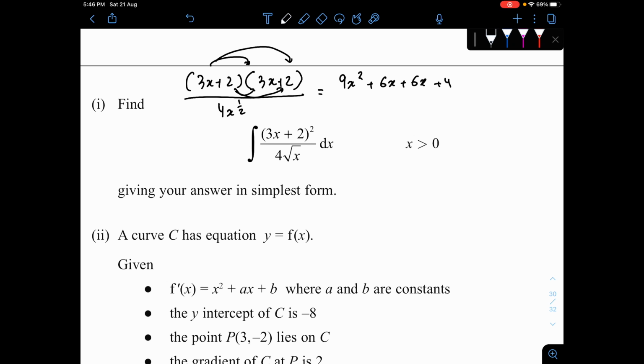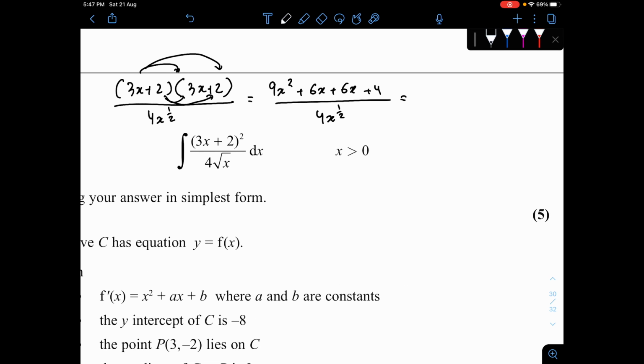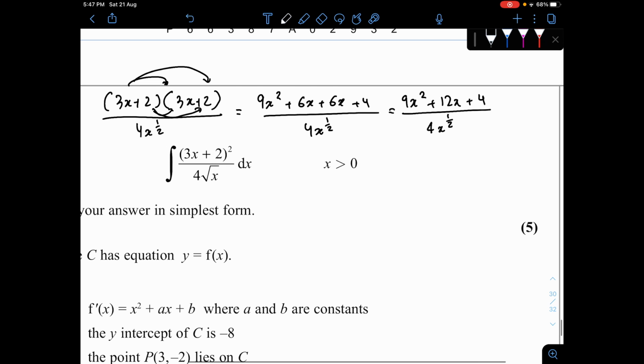Plus 4 all over 4x to the power half. So you're left with, let's simplify this again. So 9x squared plus 12x plus 4, all divided by 4x to the power half. Can we simplify it further? Let's see. So this will be just 9 over 4.